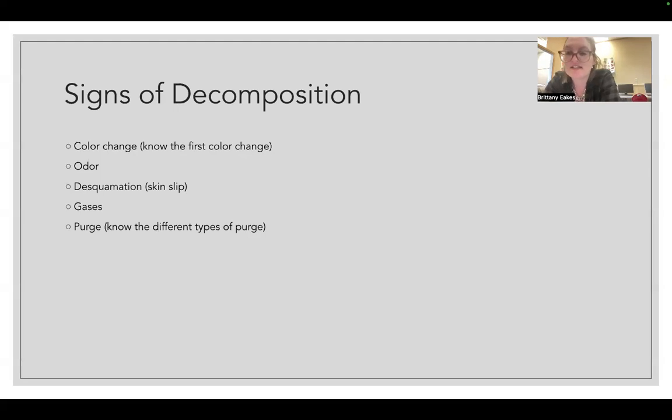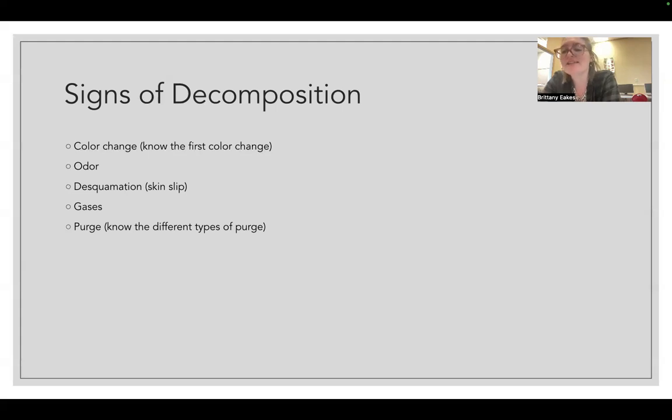Odor is another classic sign of decomposition. It occurs as proteins decompose, so they're putrefactive odors. These become more apparent, very obvious. This odor is caused by foul-smelling amines, mercaptans, and hydrogen sulfide.